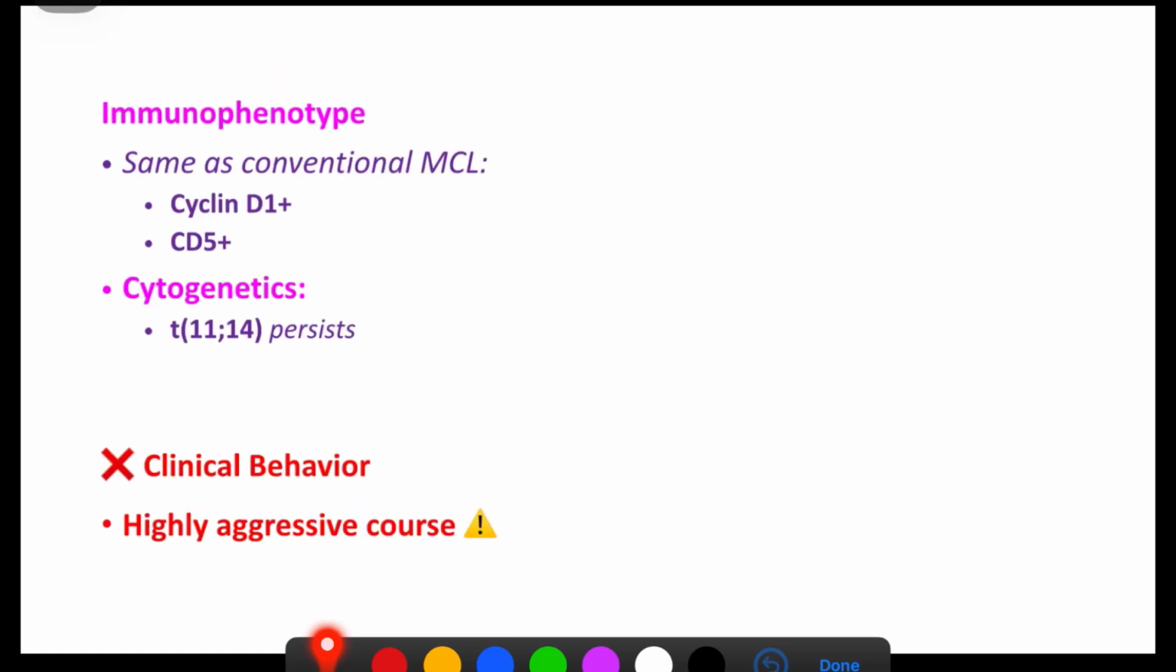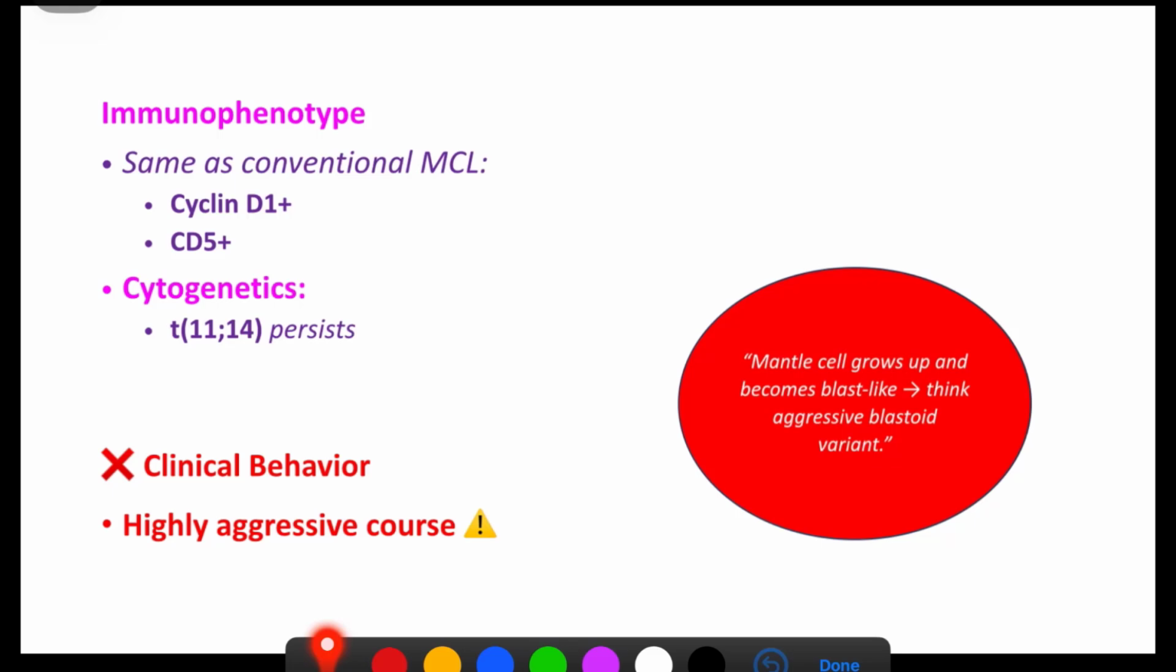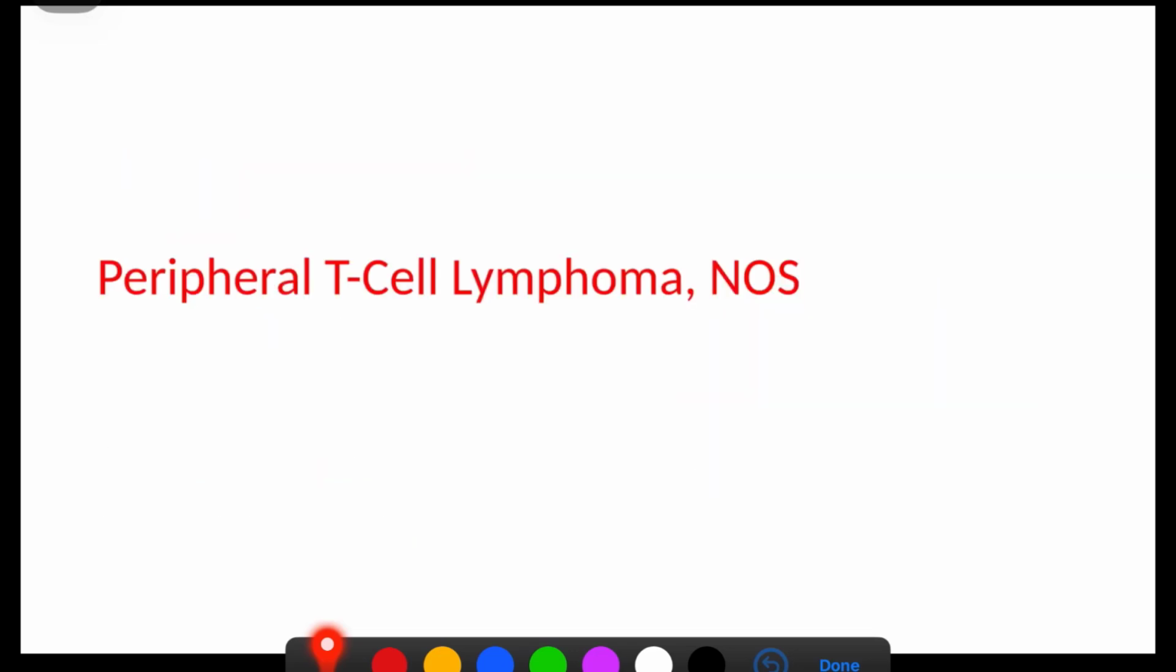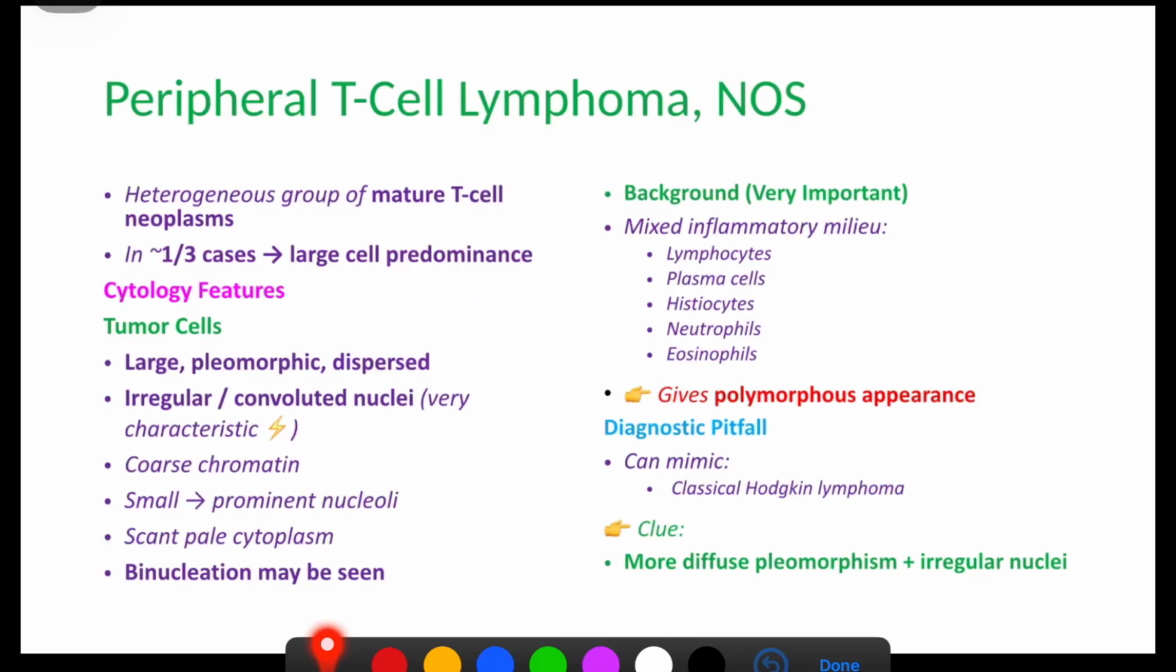Whenever you find high Ki67, it suggests a more aggressive MCL than classic MCL. Immunophenotype is the same as conventional MCL, cyclin D1 and CD5 positivity. Cytogenetics show t(11;14) persistence and a highly aggressive course if it is converted to a large cell pattern. So when mantle cells grow up and become blast-like, think aggressive blastoid variant of MCL. Now peripheral T cell lymphoma, NOS type. A heterogeneous group of mature T cell neoplasms, in one-third of cases showing large cell predominance.